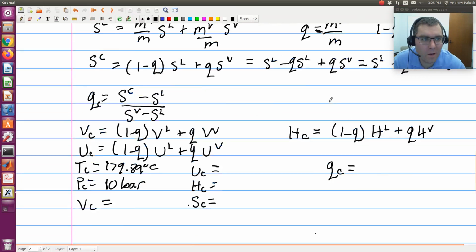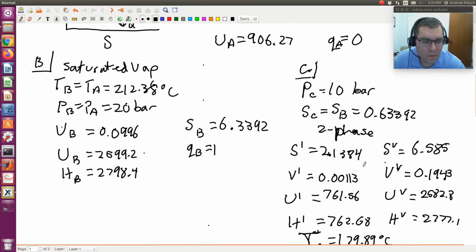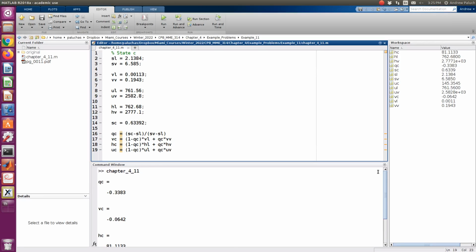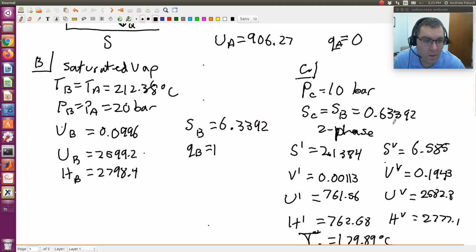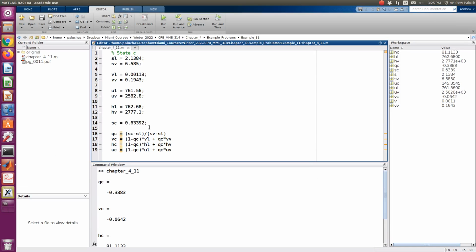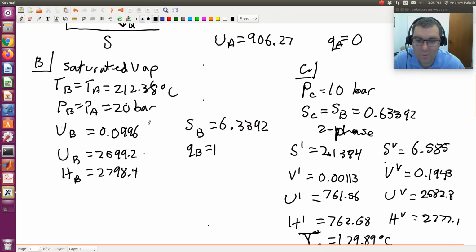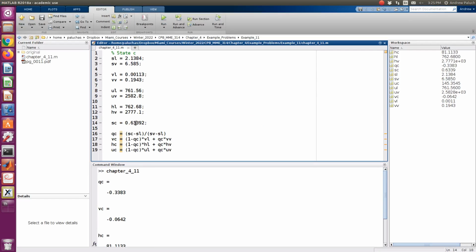Let's see if I've got my SL and SV values right. SL 2.1384, SV 6.585, and then SC is equal to SB is 0.633, 0.633. Oh, there's my answer or problem. All right, I goofed this up. So SB is 6.3392. So trying again. Now I get a Q that's less than 1. And now everything looks like it makes sense.